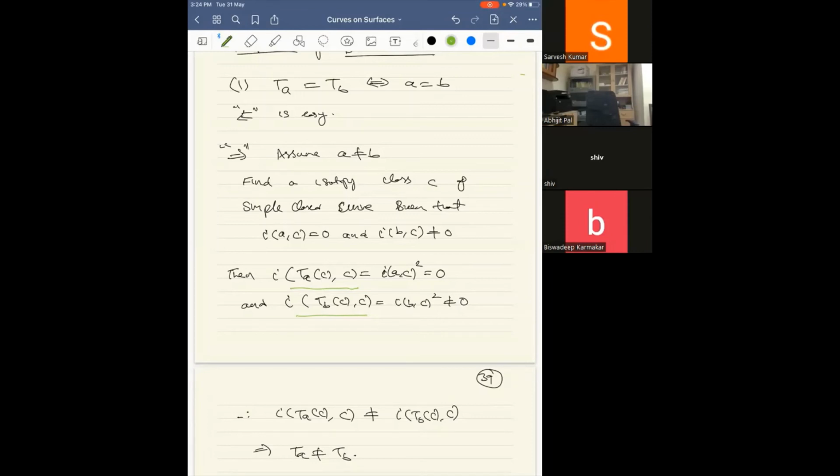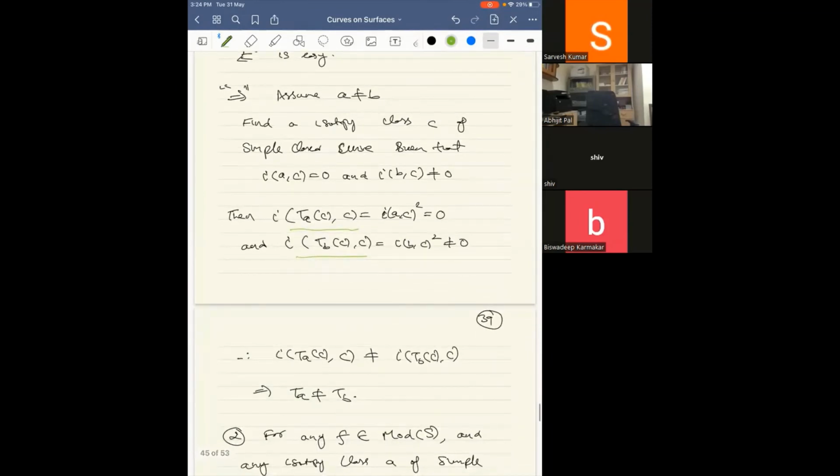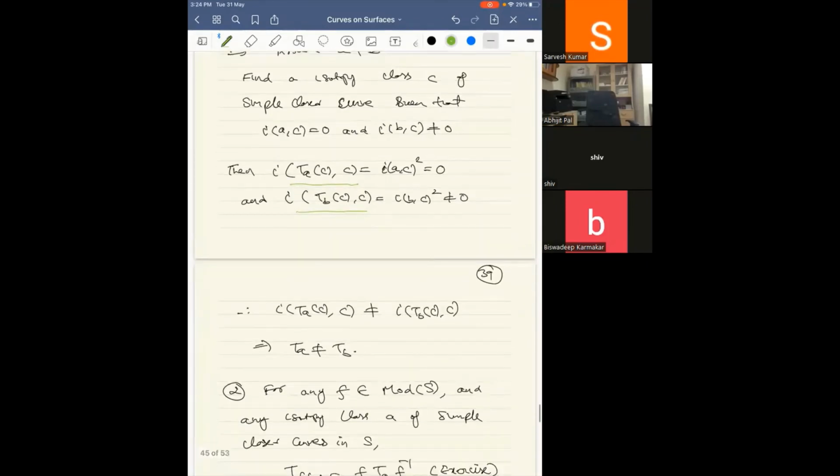This is 1 times i(b,c) squared, but b and c intersect non-trivially, so their geometric intersection number is non-zero. So the action should be different. The geometric intersection number of T_a(c) and c is different from that of T_b(c) and c. Had T_a and T_b been equal, you would get equality here, because if two elements in the mapping class group are the same, then this geometric intersection number is preserved. But we get them to be not equal, so T_a must be different from T_b.